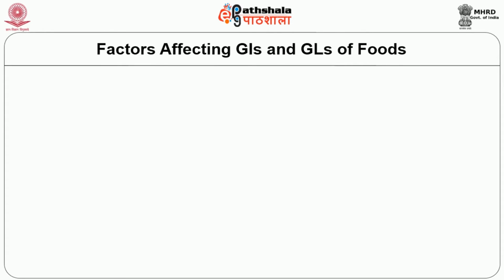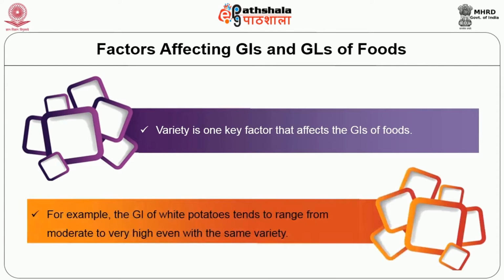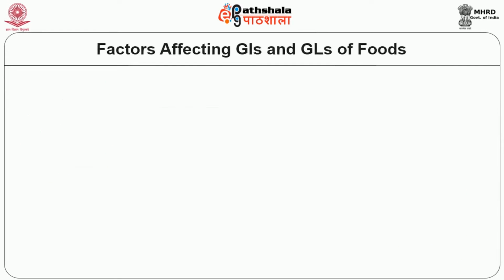The eighth factor is the variety. Variety is one key factor that affects the glycemic index of foods. For example, the glycemic index of white potatoes tends to range from moderate to very high even within the same variety. The next factor is the particle size.